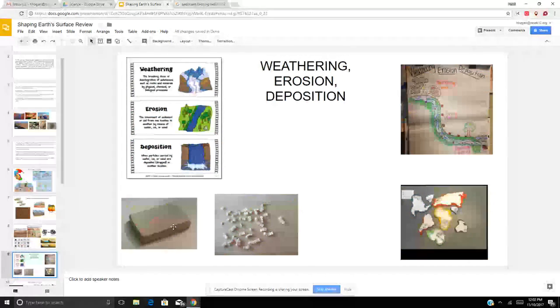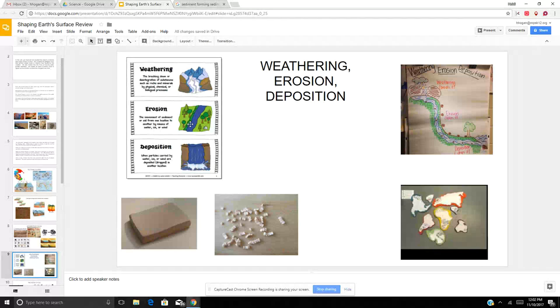So we took clay, we broke it into little pieces, we moved it, and then we pressed it together, because we talked about weathering, erosion, and deposition. And we had 3 groups. One group took the clay and broke it into little pieces. That's weathering, the breaking down of rocks into little pieces. And then erosion moves it.